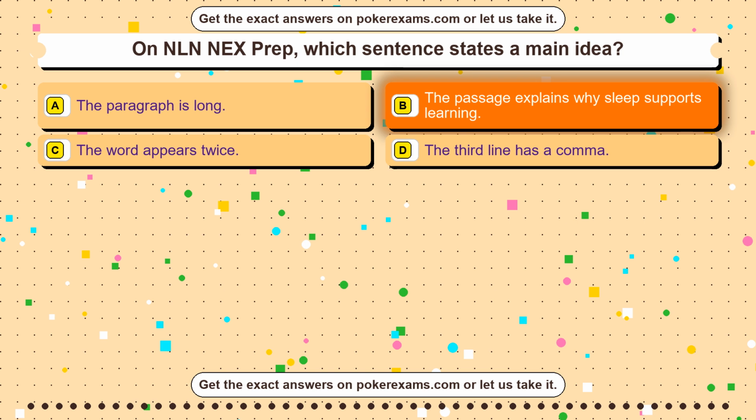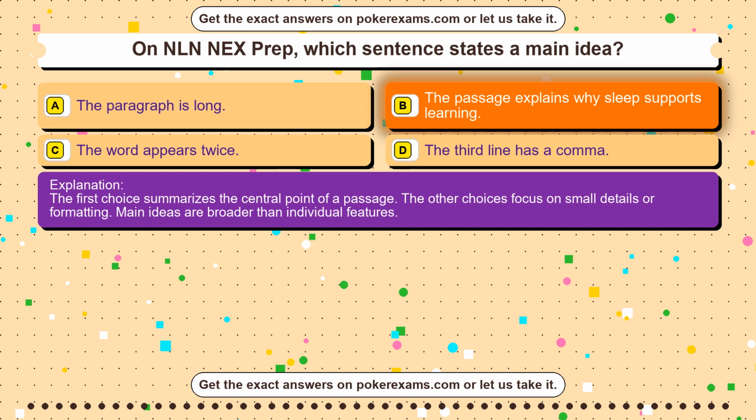The passage explains why sleep supports learning. This choice summarizes the central point of a passage. The other choices focus on small details or formatting. Main ideas are broader than individual features.